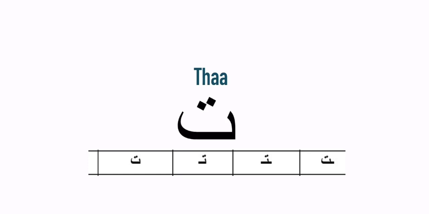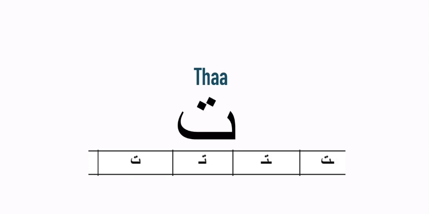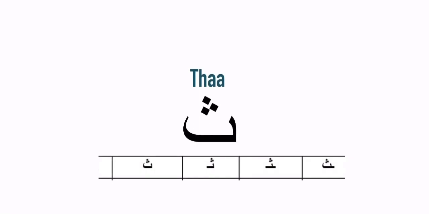Ta. Remember, this is not Ta like the letter T, but Ta. Next one, Tha. Tip of the tongue touching the edge of the upper front two teeth. So Tha, not like Sa, but Tha. Repeat all the difficult letters about 100, 200 times and with extra pressure on your tongue and your mouth.